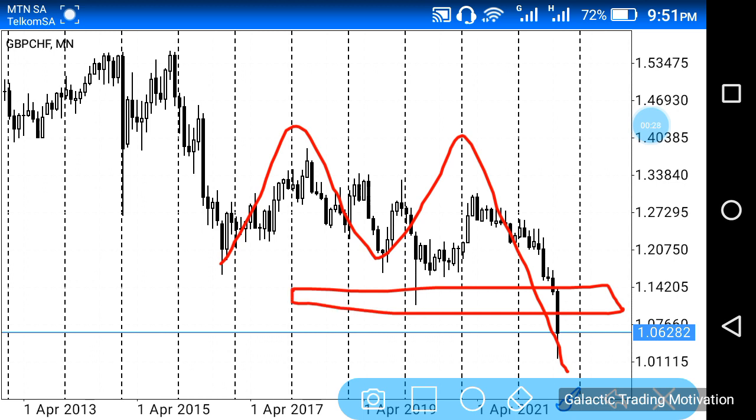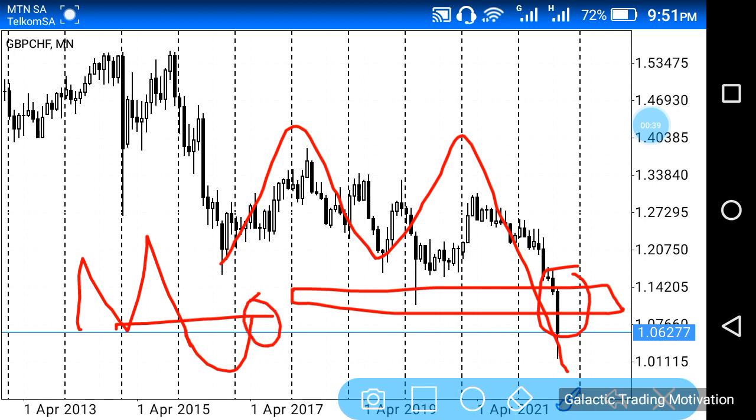And we can see that the neckline has been broken to the bottom side, which means that at this point in time we would love to see price in the future head back to the neckline, and at the neckline of this particular M structure we will then look for potential selling opportunities, right?